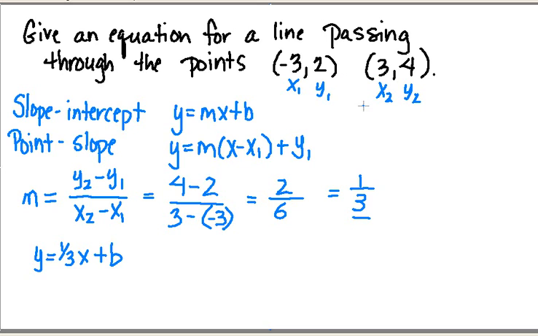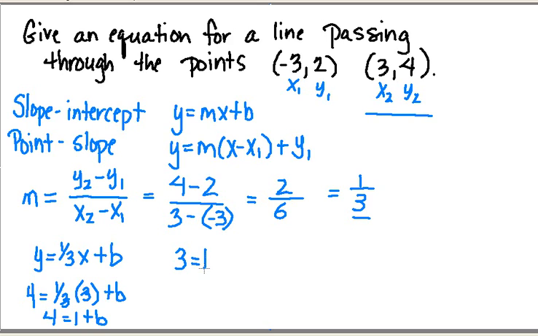So I'm going to use this point. My y would be 4, equal to 1/3 times 3 plus b. And now I see here that my 3's cancel. I'm just left with 1. I get that 4 equals 1 plus b. If I subtract 1 from both sides, I get that 3 equals b.